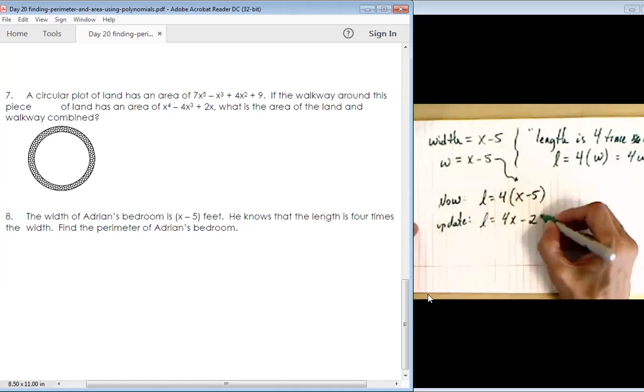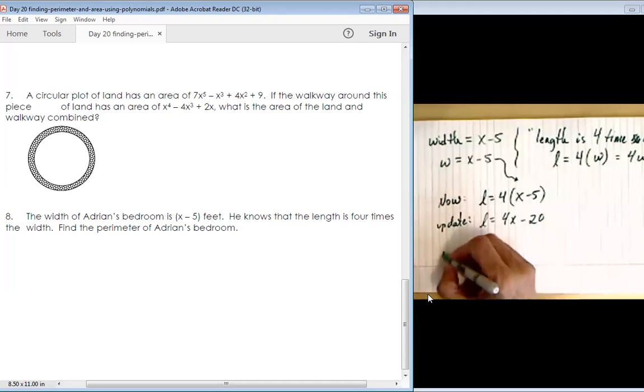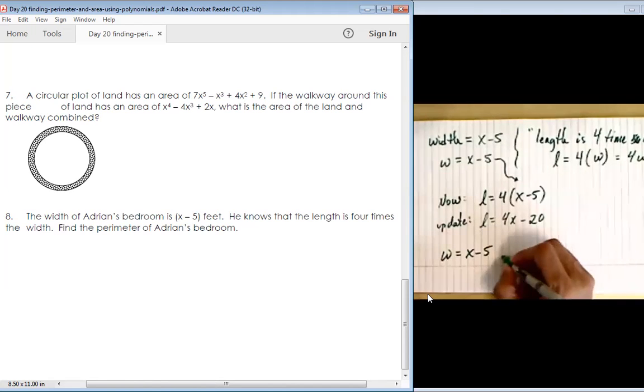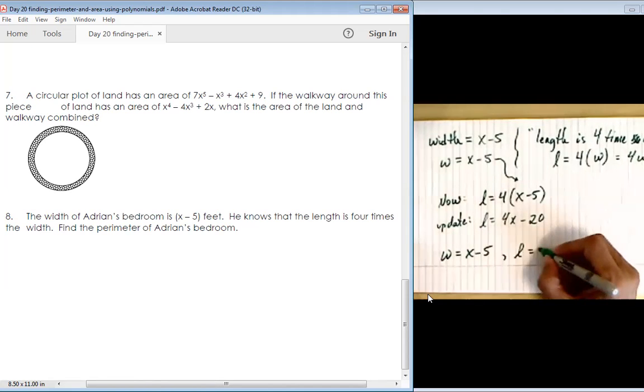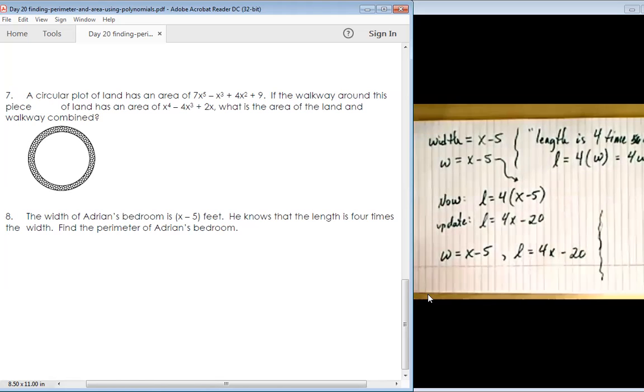So as I said, I'm leaving it and you guys work through it. But what do we have? Width is x minus 5. Length is 4x minus 20. What's not mentioned is the shape. It just says Adrian's room there, right?